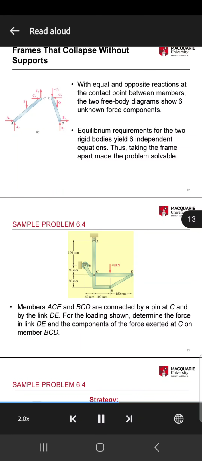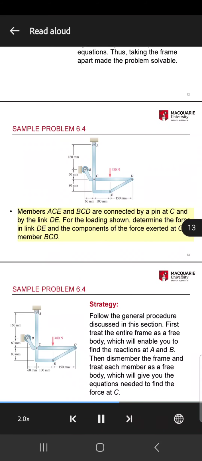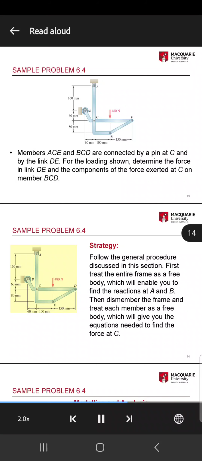The frame is supported by a pin at point A and a roller at point B. A 480 N load is applied. Members AC and BCD are connected by a pin at C and by the link DE. For the loading shown, determine the force in link DE and the components of the force exerted at C on member BCD.